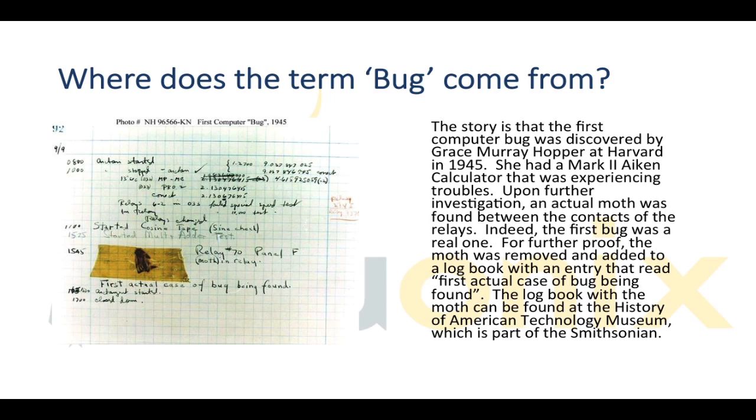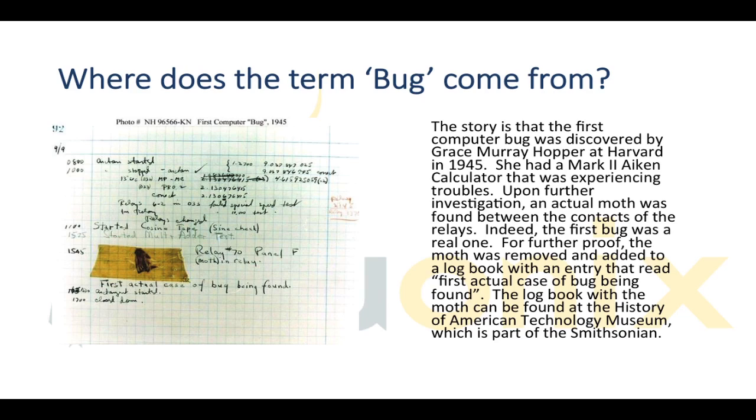Now, where does the term bug come from? There's various examples online, however this seems to be the one that everybody goes for. The first computer bug was discovered by Grace Murray Hopper at Harvard University in 1945. She had a Mark II Aiken calculator, which, for those of you who don't know, is probably about the same size as a 3-bedroom house, and it is just a calculator.